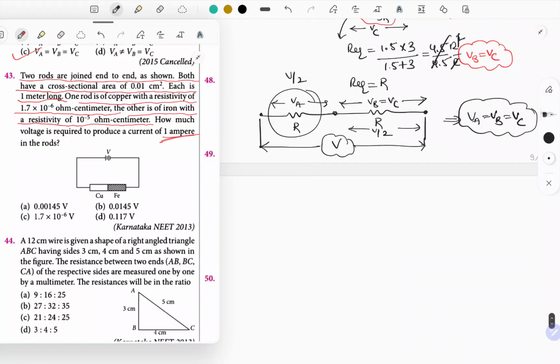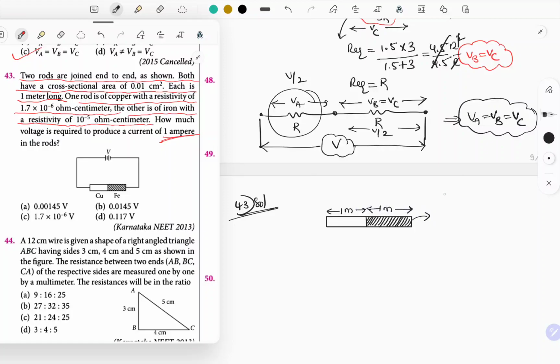How much voltage is required to produce 1 ampere? That's what they're asking. First of all, we have to find out what is the resistance of those two combination. These two look like they are connected in series, right? Let's observe this. Both are of same length or a different length? Same length and of same cross sectional area. So length is 1 meter long. This is also 1 meter.